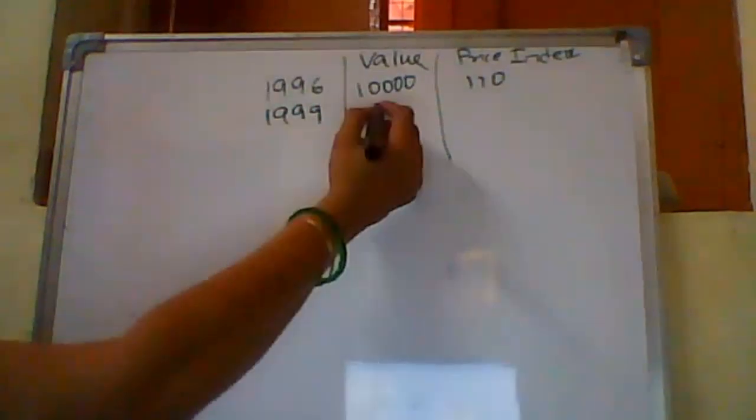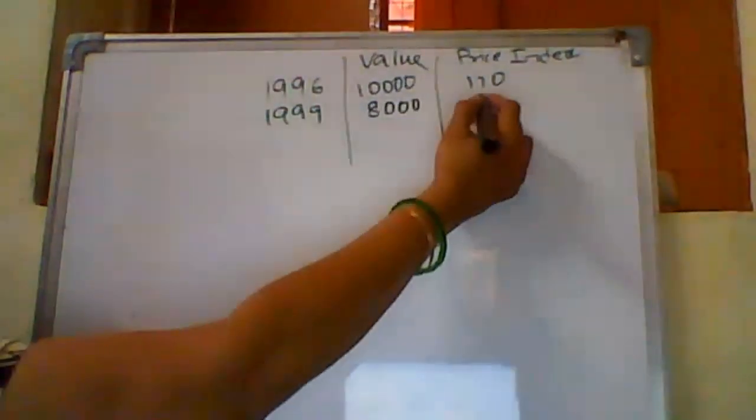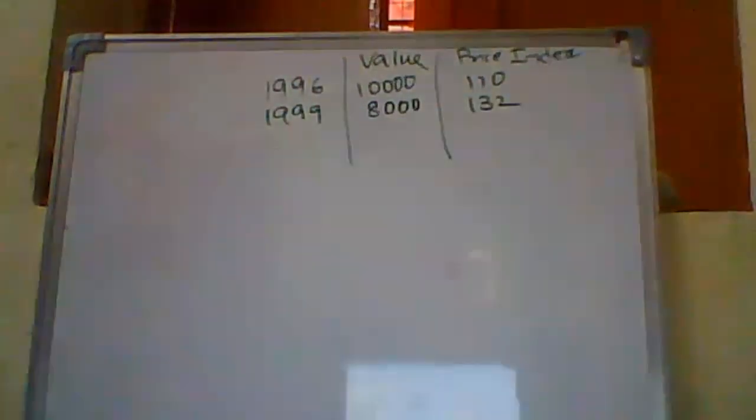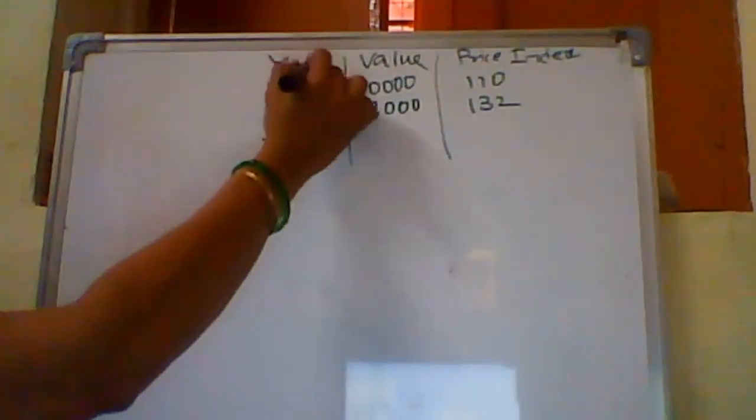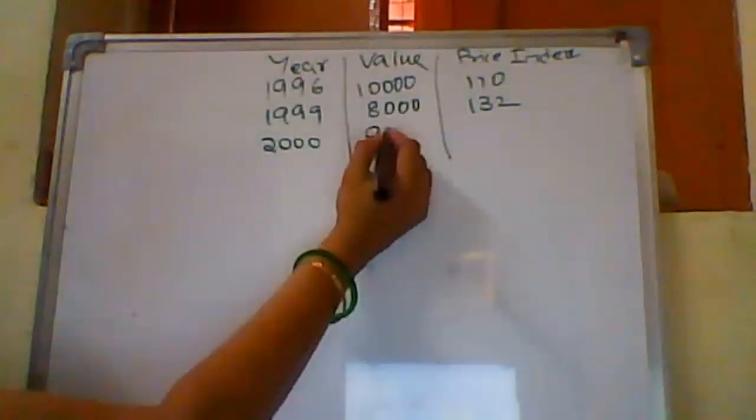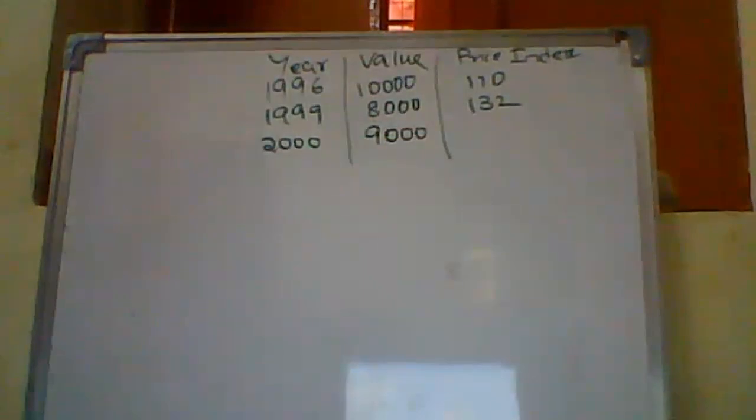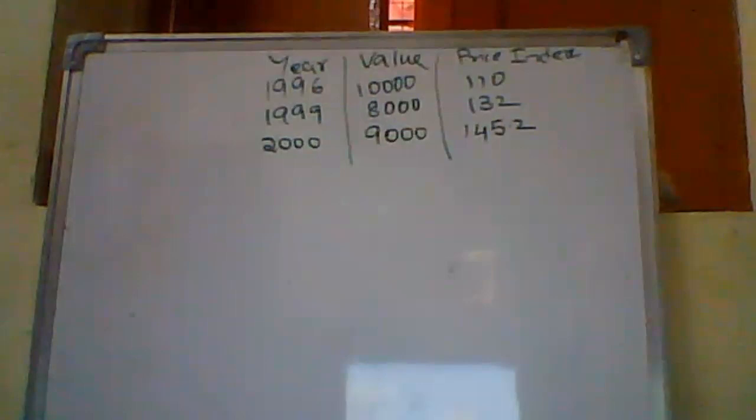The share value in 1999, market value is 8,000. Its price index is 132. In 2000, market value is 9,000. Price index is 145.2. Now, the first question asked: calculate the current purchasing power value of these shares.